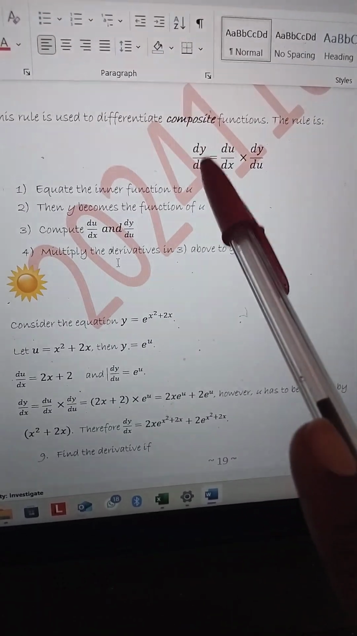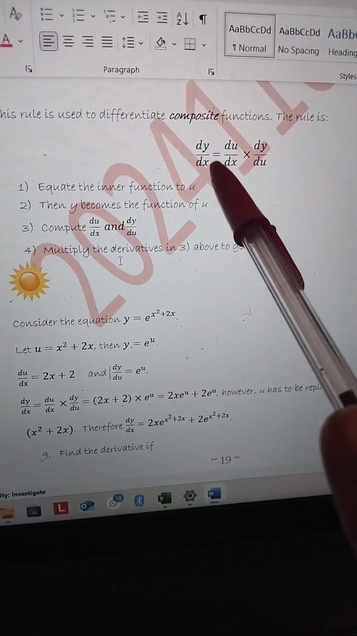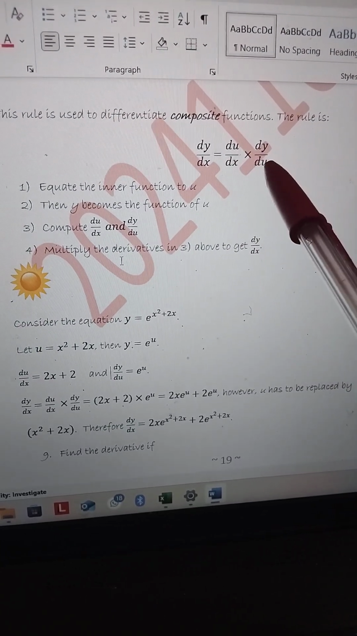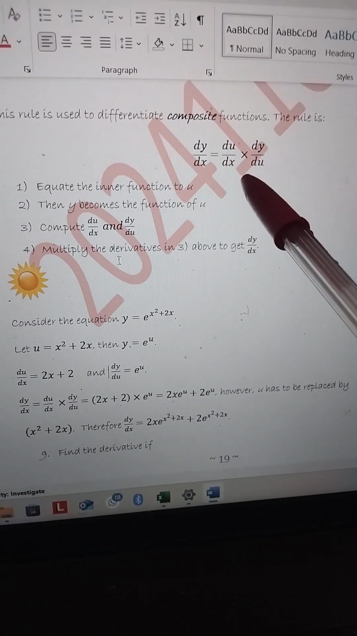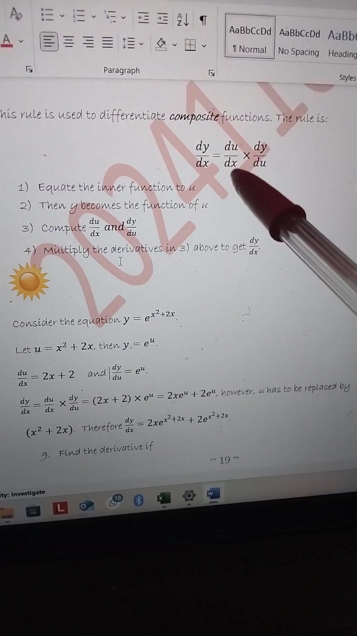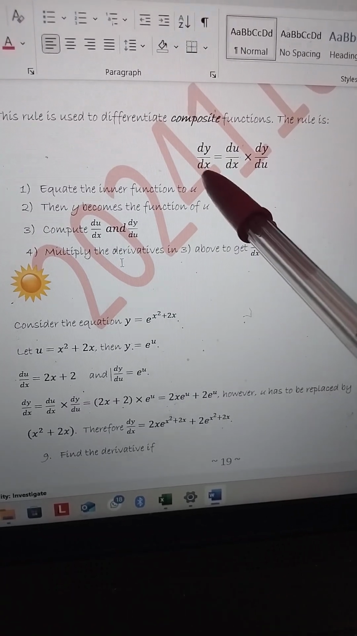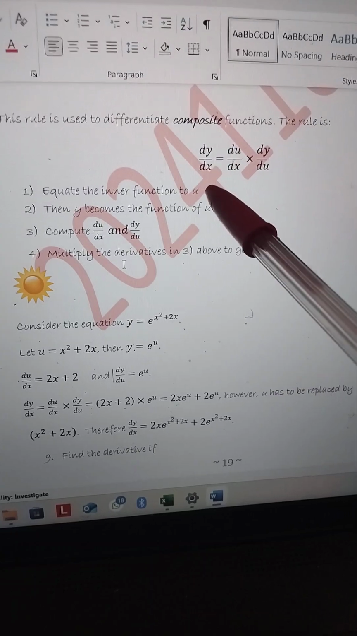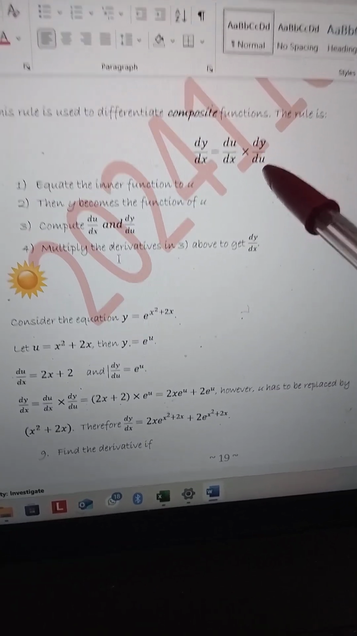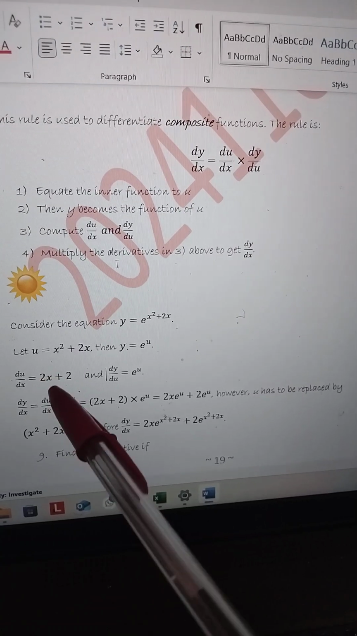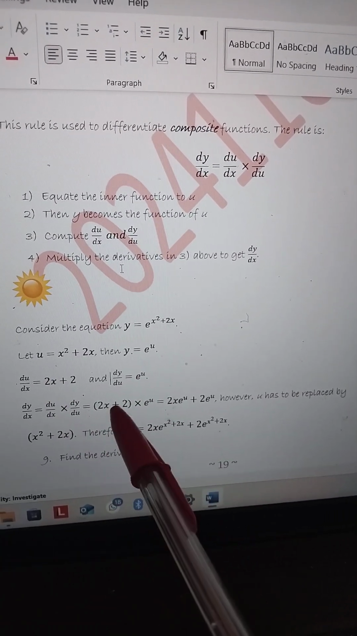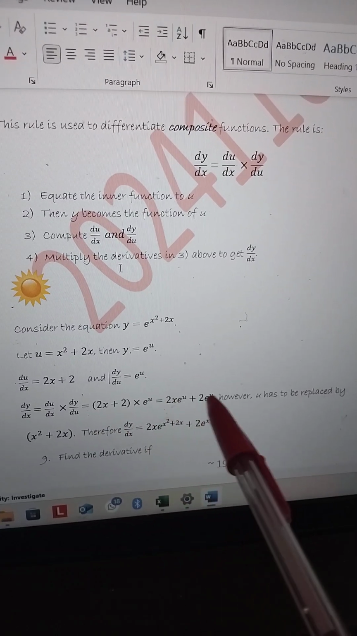So essentially dy/dx is going to be a product of du/dx by dy/du. If this and this cancel out, then you're left with 1 times dy, which is dy, and then dx times 1, which is dx. It makes sense that dy/dx is equal to du/dx times dy/du. Now this is our du/dx and this is our dy/du. This is where you are going to multiply the two, and this is what you get.